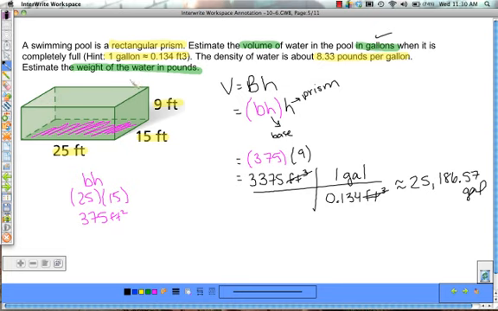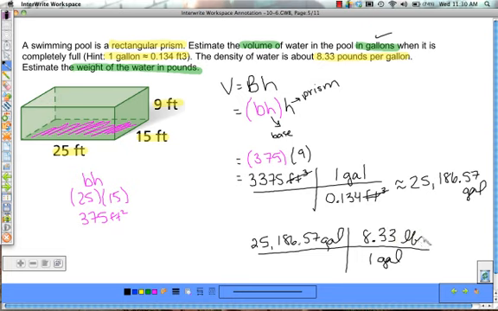Now we need to estimate the weight of the water. Well, we're going to take our gallons, because that's how much we have. And now we're going to use that second conversion that we were given. So we have 1 gallon weighs about 8.33 pounds. Our gallons cancel, so now we just multiply. I'm going to come over here. And we get that the weight is about 209,804 pounds.